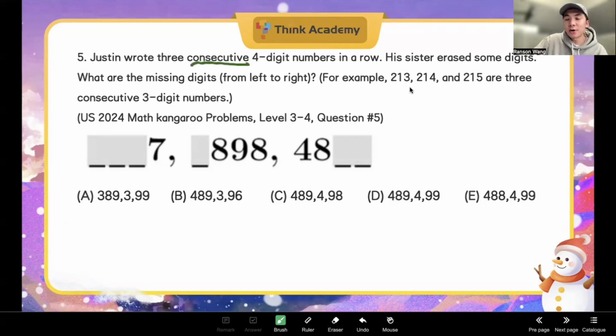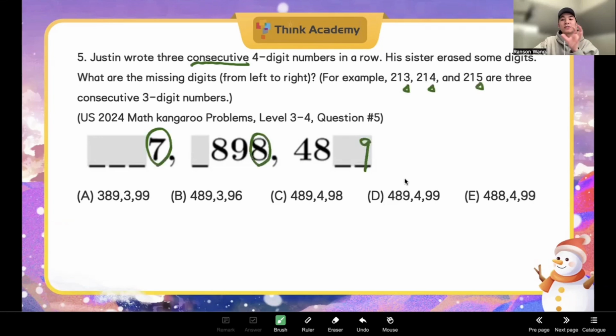It also gives you an example: 213, 214, and 215 are three consecutive three-digit numbers. As you can see, for consecutive numbers, their ones digits should definitely be consecutive with each other, right? So the ones digit for the first one is 7, and the ones digit for the second one is 8. That means the ones digit for the last one, in increasing order, should be 7, 8, and 9.